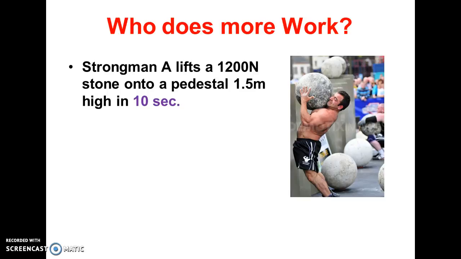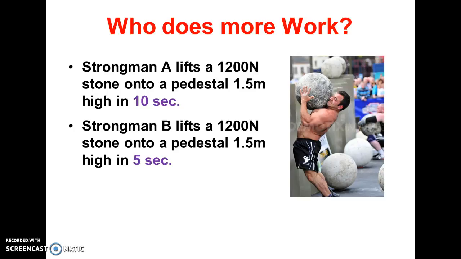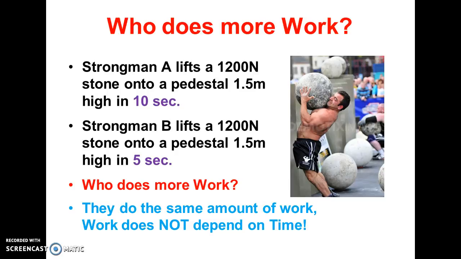There's a strongman competition. Strongman A has to lift a 1,200 Newton stone onto a pedestal that's 1.5 meters high, and he does it in 10 seconds. Strongman B lifts the same stone to the same height, but does it in 5 seconds. Who does more work, Strongman A or Strongman B? And you can go through and calculate how much work Strongman A and Strongman B do, but in the end, they do the same amount of work because work does not depend on time. The one does it faster than the other, but that doesn't affect how much work they did. Work is just the force times the distance.